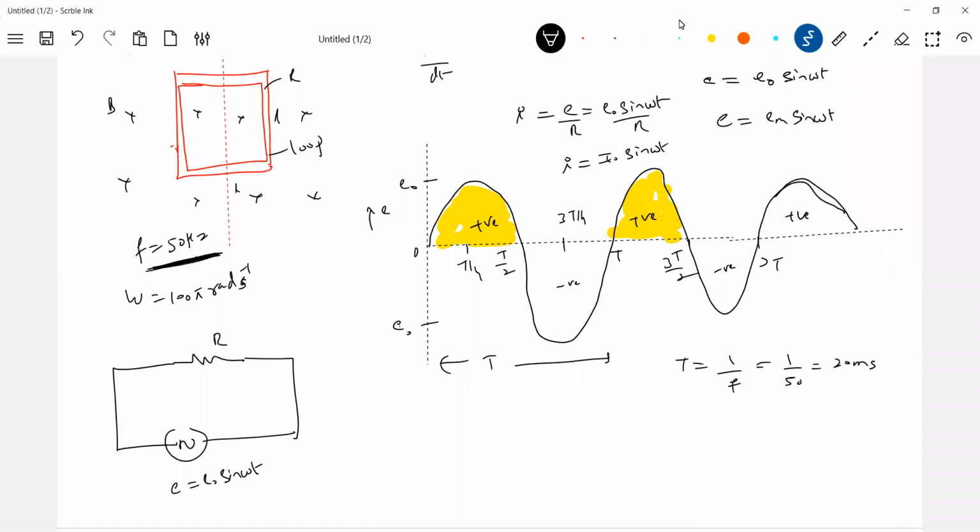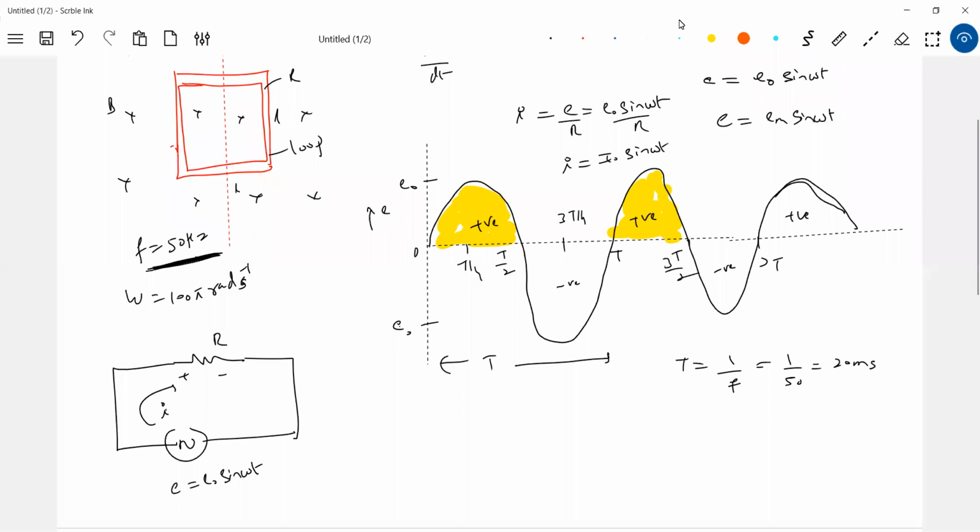Then for the first 10 milliseconds, let's assume that current will flow like this. And look at this current, is it constant or variable? It's a varying current. Current will increase, become maximum at 5 milliseconds, then start decreasing and will again be zero.